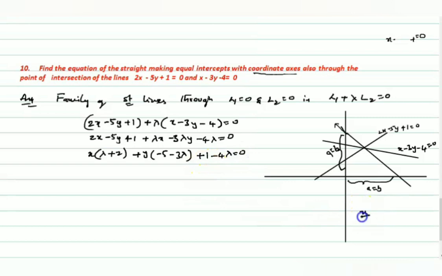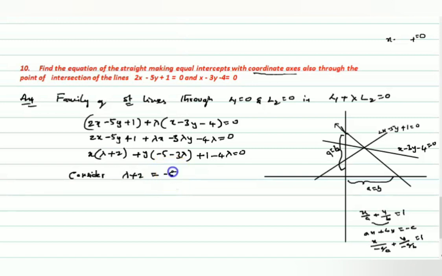Suppose x by a plus y by b is equal to 1. Then making equal intercepts means a is equal to b. Suppose ax plus by plus c is equal to 0 is given, it is minus c. Then x by minus c by a plus y by minus c by b is equal to 1. This is also an intercept form. When you equate these two things, minus c by a equal to minus c by b means a is equal to b. So since they are making equal intercepts with the coordinate axes, consider lambda plus 2 as a is equal to b.